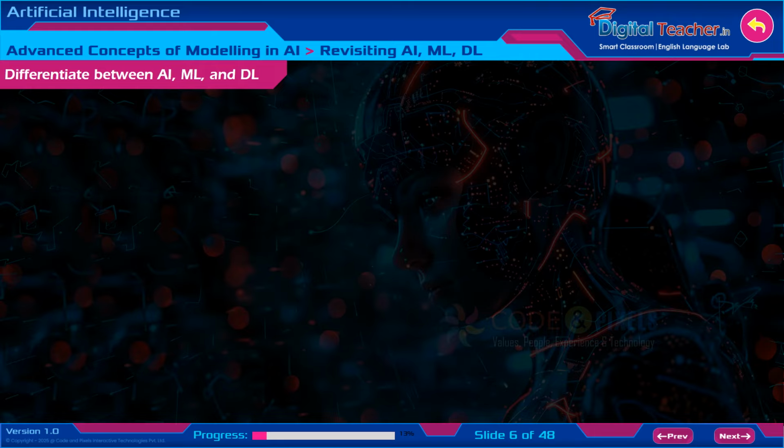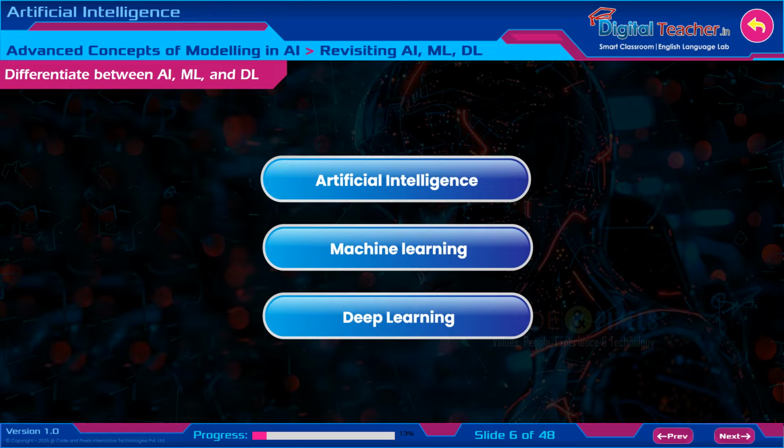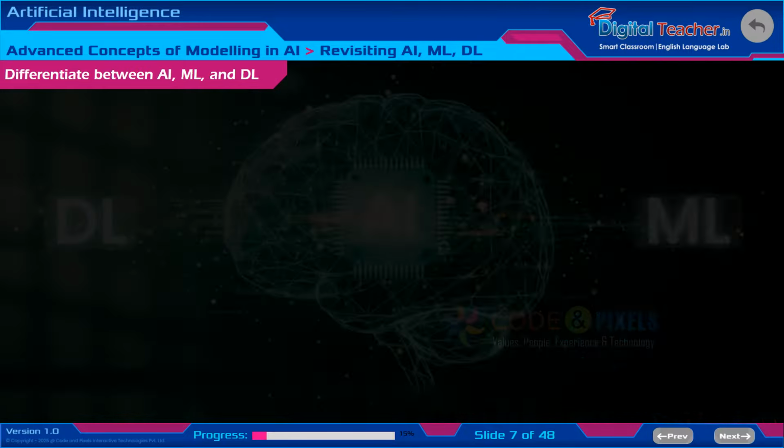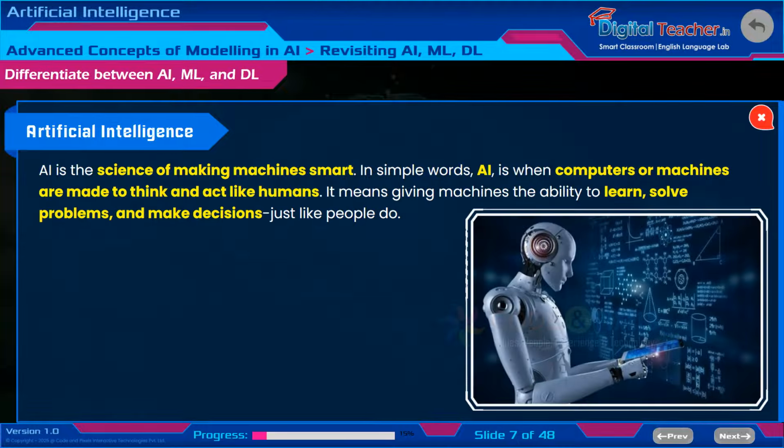Differentiate between AI, ML, and DL. Now, let us explore how artificial intelligence, machine learning, and deep learning differ and connect. Artificial intelligence is the science of making machines smart. In simple words, artificial intelligence is when computers or machines are made to think and act like humans. It means giving machines the ability to learn, solve problems, and make decisions just like people do.